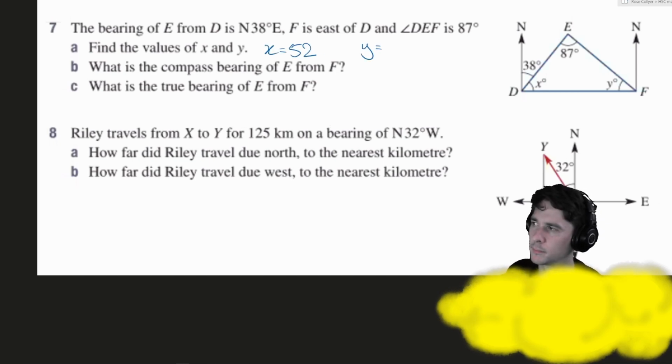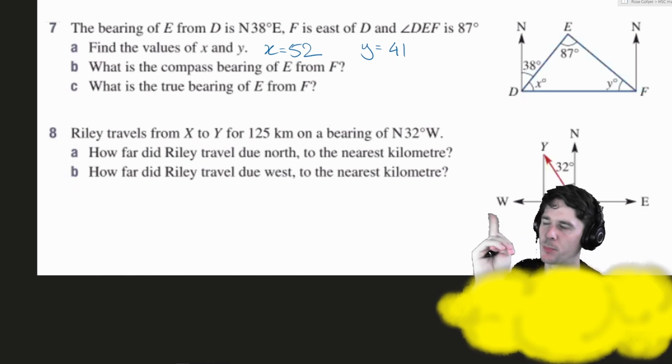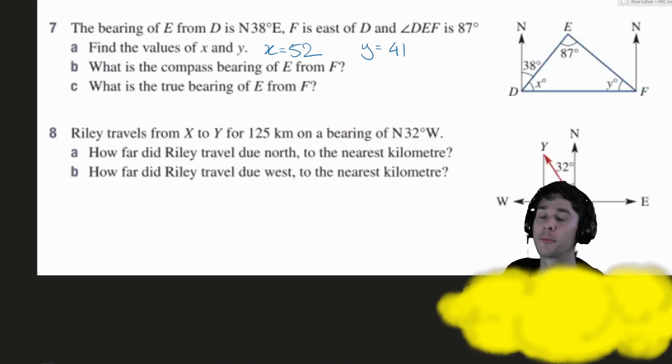Excellent. Perfect. Okay, what is the compass bearing? Now, pay close attention to this, of E from F. Not from E to F. Of E from F. You got to pay a lot of attention to that word from. 49 is the angle in your answer, but for a compass bearing, we need a little bit of window dressing around it. What do we say our compass bearing is?